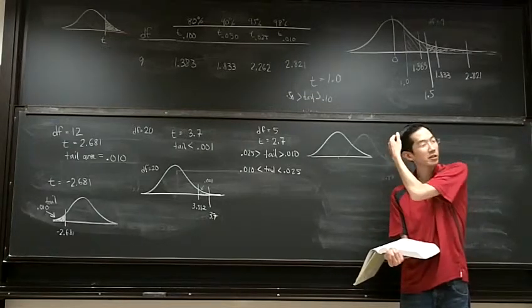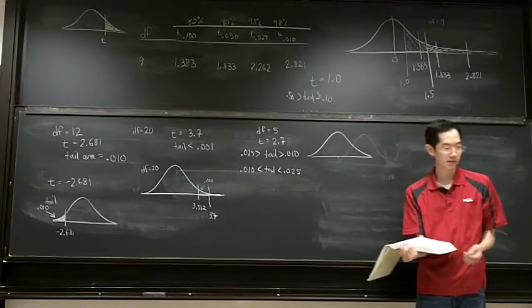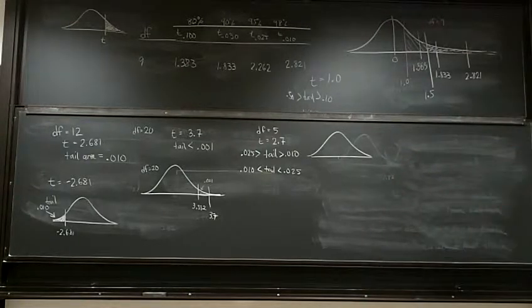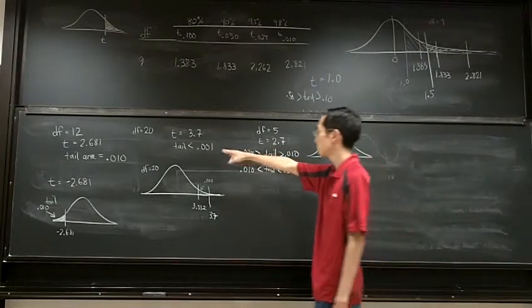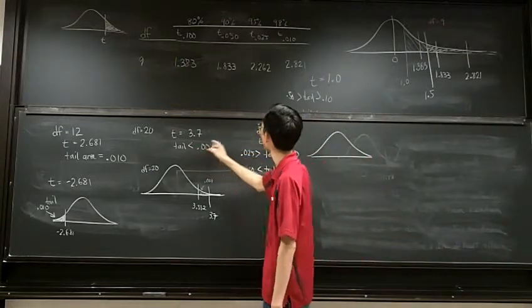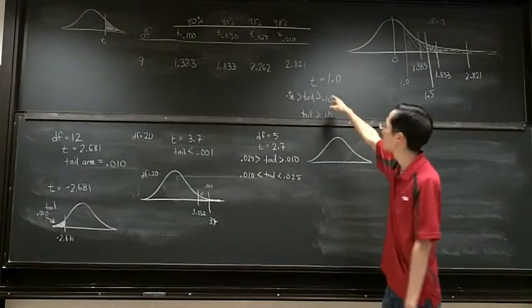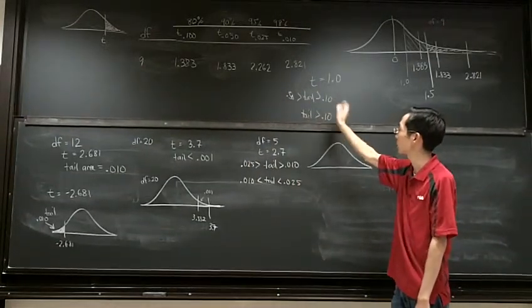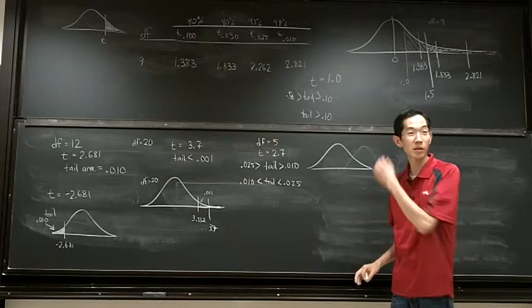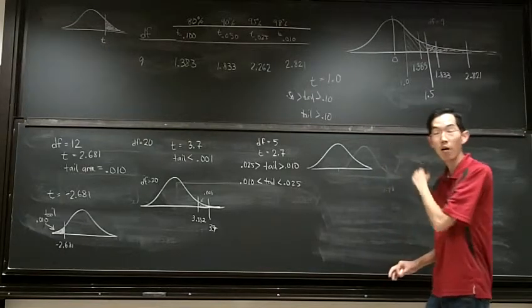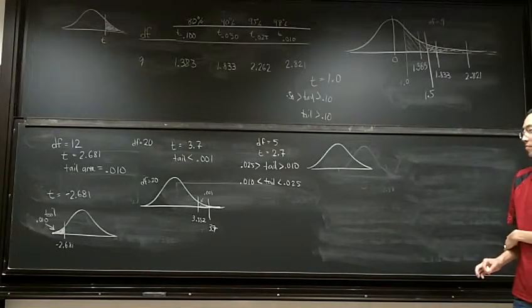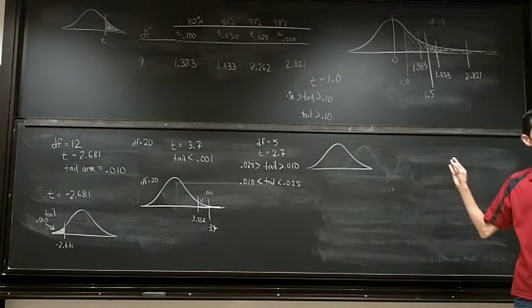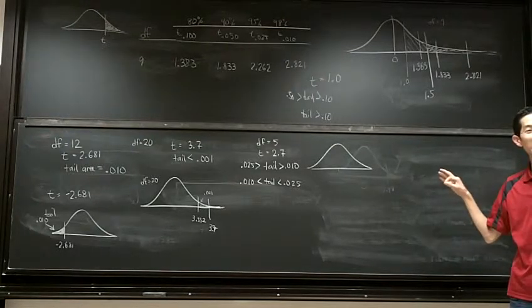If the T, whatever the number is, exceeds what's on our table, we always just write less than or greater than? Yeah, if it's in a situation like this, 3.7, our tail is less than 0.001. And if my T is 1.0, then my tail is greater than 0.1. Okay? Alright, is this good? Comfortable with using the T-table?